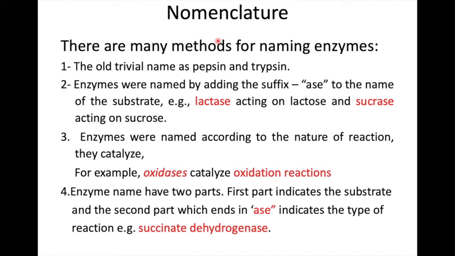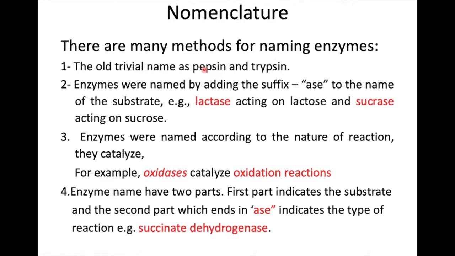Then about the nomenclature. Nomenclature means naming of enzymes. There are many methods for naming of enzyme. The old trivial names such as pepsin and trypsin. Some enzymes were named haphazardly and they do not have any information. That is, they are not informative ones, like pepsin and trypsin. Generally, these are known as the digestive enzymes.